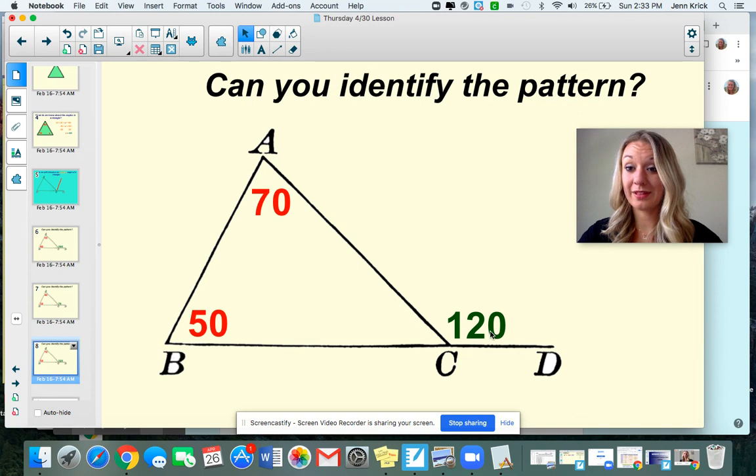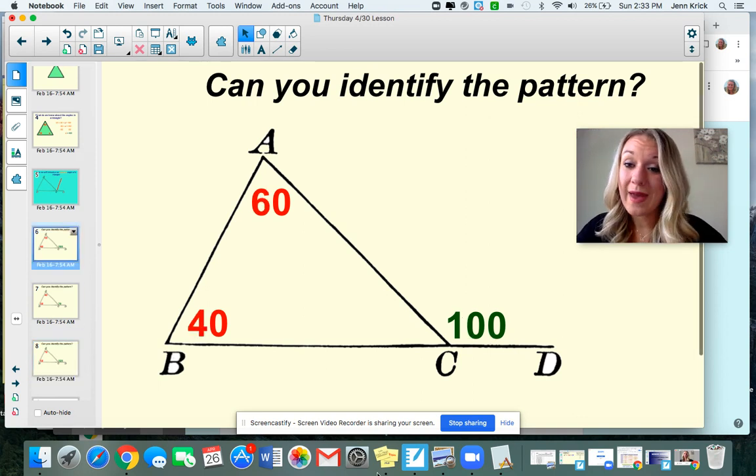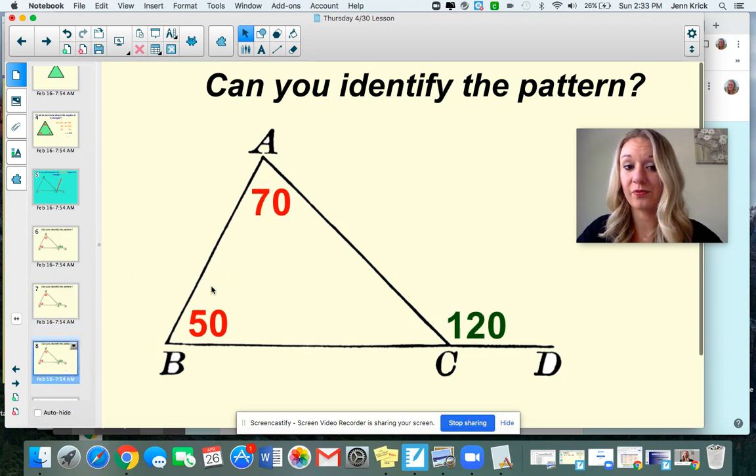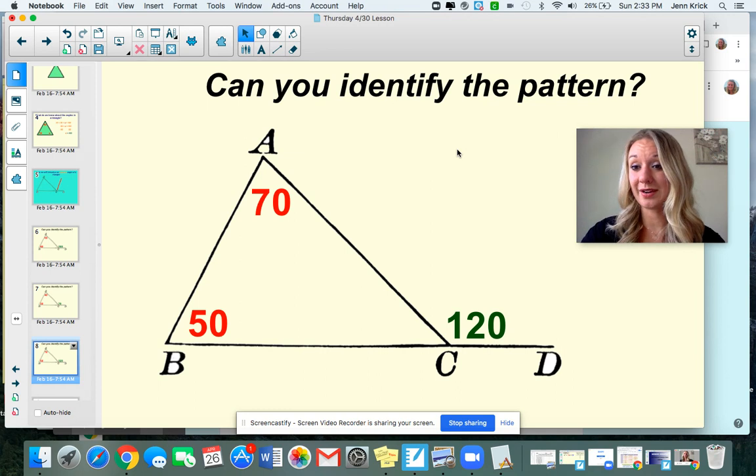I'm hoping that if we were in class, you'd be like, okay, Miss Luann, I get it. If you add together these two angles, their sum is the exterior angle. So 40 plus 60 equals 100. 30 plus 40 equals 70. 50 plus 70 equals 120. So we can use this theorem, this rule, and the pattern to help us solve for unknown angles. So that's all we're looking at today, you guys.